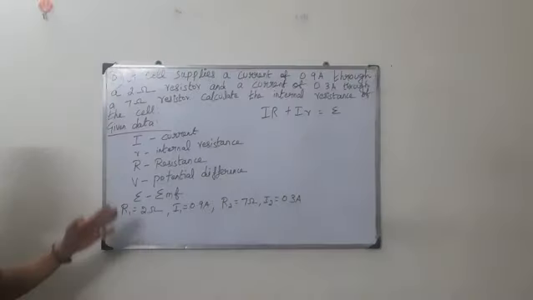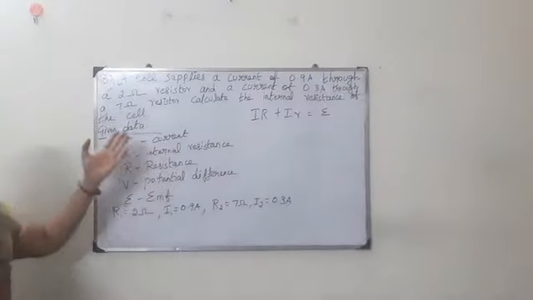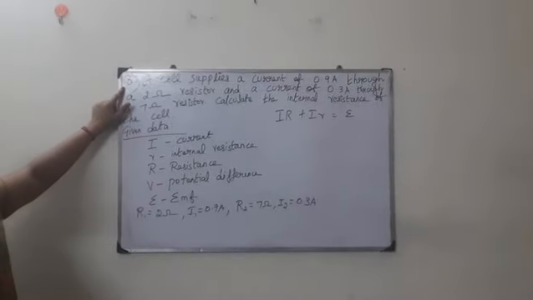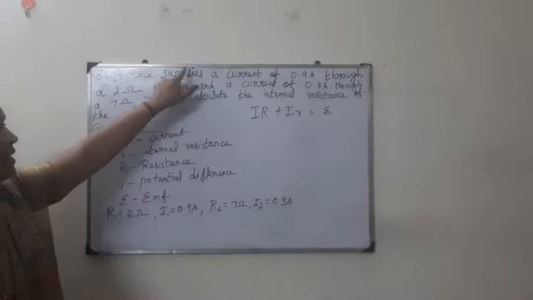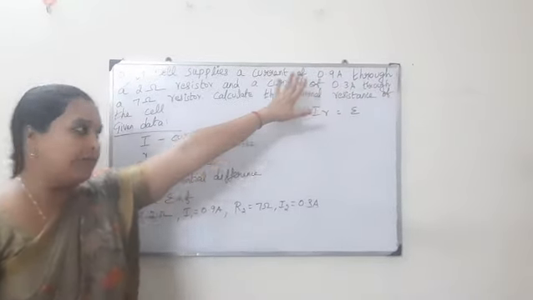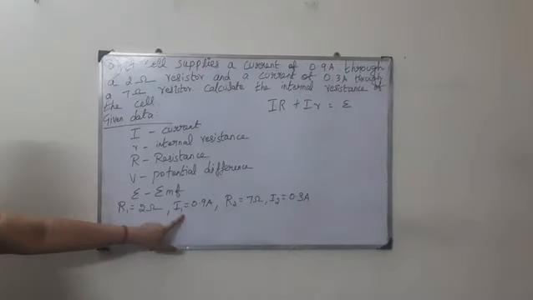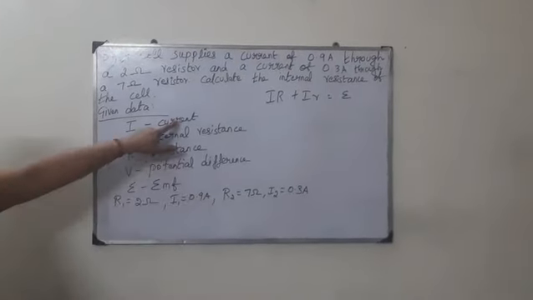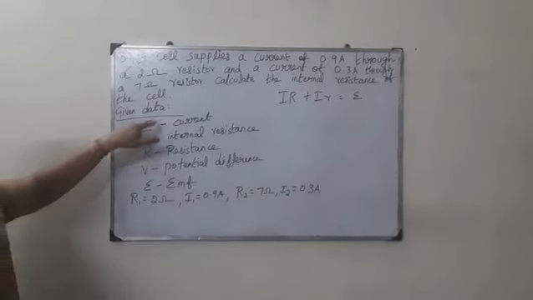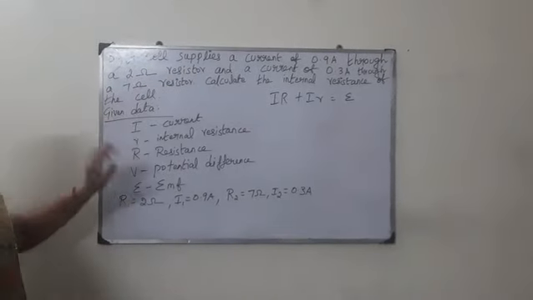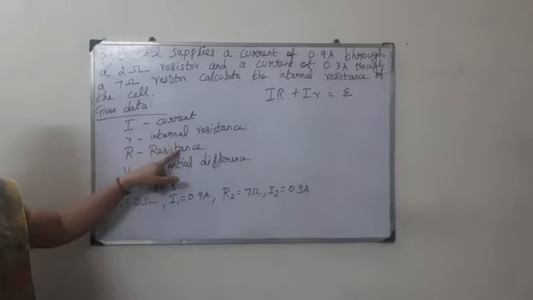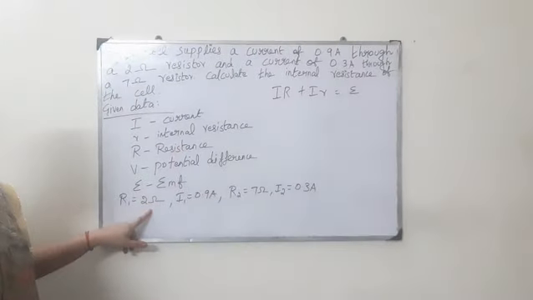Okay students, 12th standard physics unit 2, book back numerical problem 8th question. See, a cell supplies a current of 0.9 ampere. Okay, so that is taken as I1, 0.9 ampere. Always the symbol for current is I. Through a 2 ohm resistor. So capital letter R is the value of the resistance. So R1 is 2 ohms.